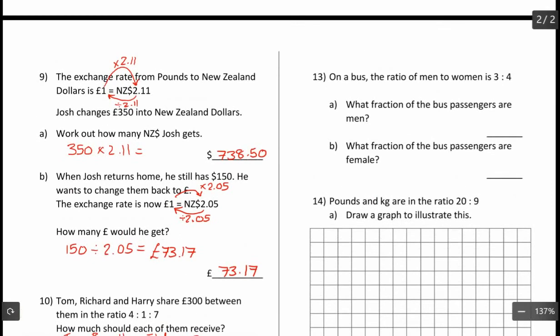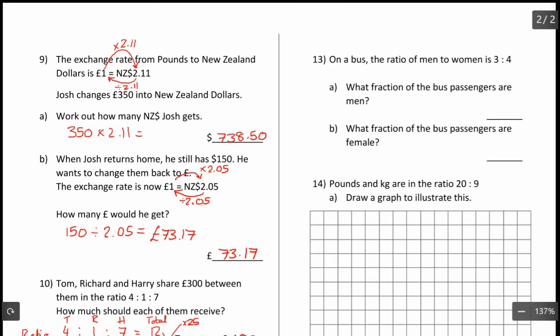Okay. 13. On a bus, the ratio of men to women is 3 to 4. That doesn't mean there are 3 men and 4 women. There could have been 6 men and 8 women, or a multiple of those amounts, basically. Okay, so this is the simplified ratio. What fraction of the bus passengers are men? Doesn't matter that it's a simplified ratio. For all we care, we could think of it as there being 3 men and 4 women.